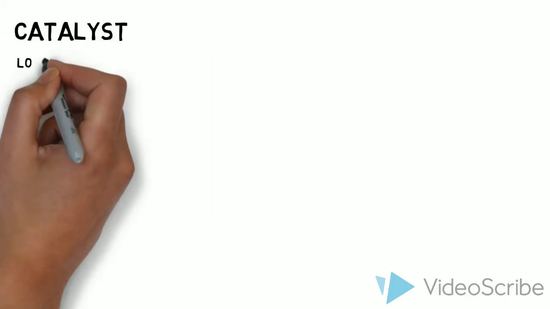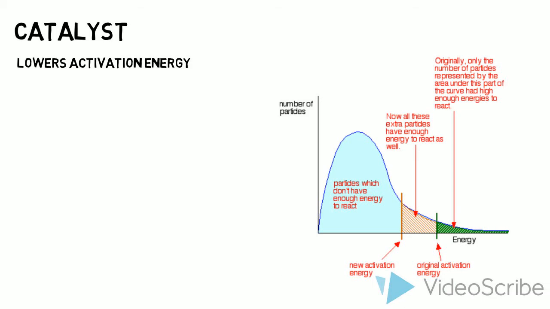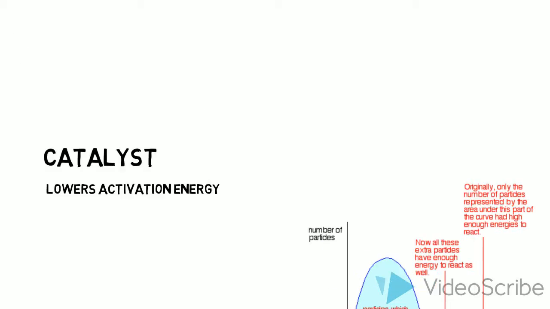Adding a catalyst to a reaction increases the rate as a catalyst lowers the activation energy required to produce a reaction. As seen on the Maxwell and Boltzmann distribution graph, this means more particles have the energy required to react, which increases the frequency of successful collisions between the reactants.